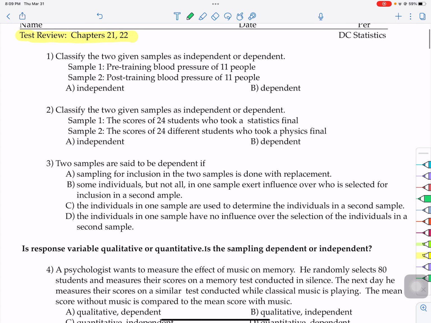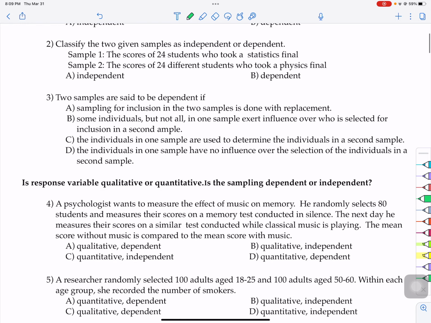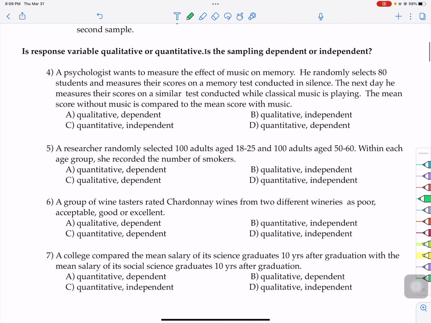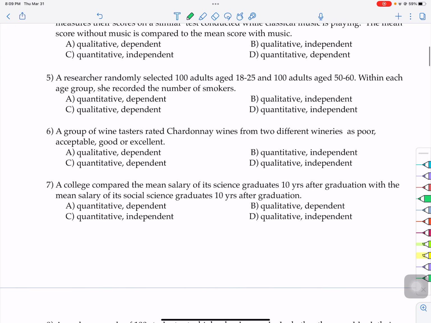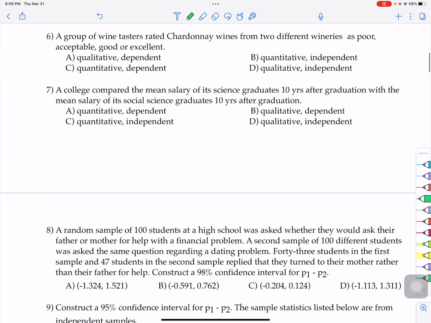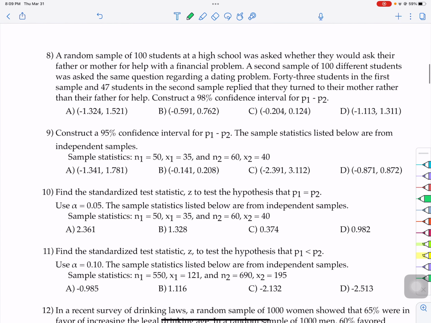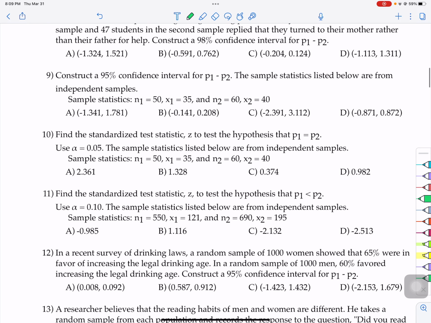You'll begin with independent or dependent samples, and then the description of a dependent sample. Then you'll be talking about qualitative or quantitative response variables, and then, of course, the dependent or independent type of sampling. And you should be pretty good with those. Let me know if you have any questions after you check your answers.